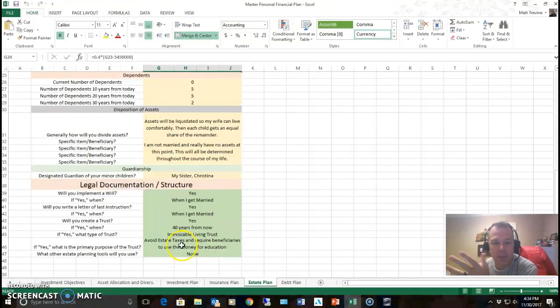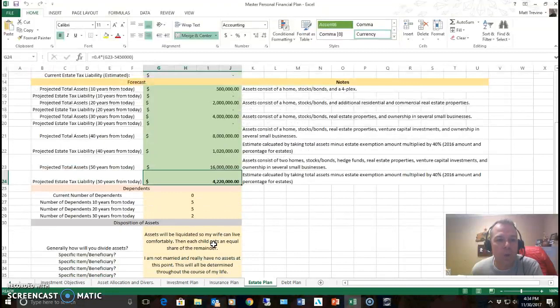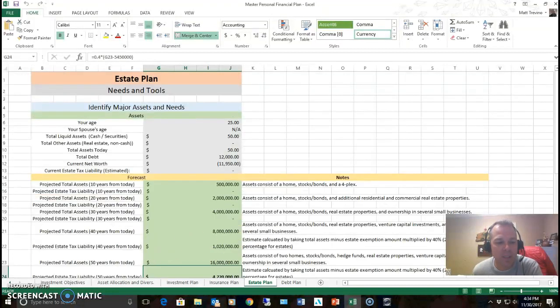Primary purpose of the trust, and in this situation, to avoid estate taxes and require beneficiaries to use the money for education. So you want the living trust so you can have designation, so you can make sure that the money is being used the way you like. So hopefully that makes sense to you.